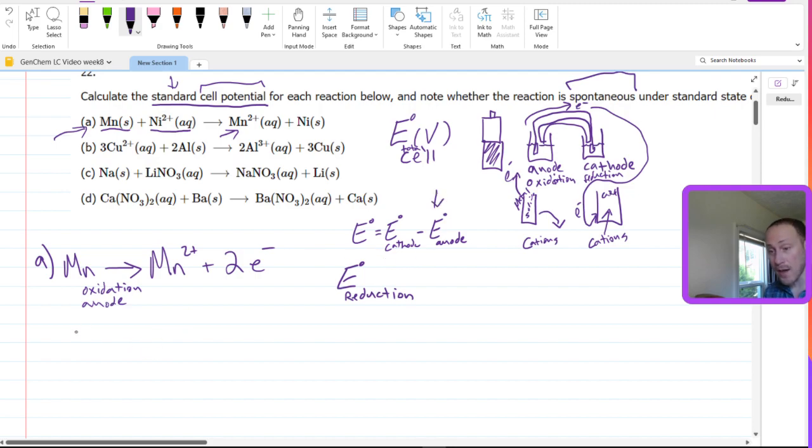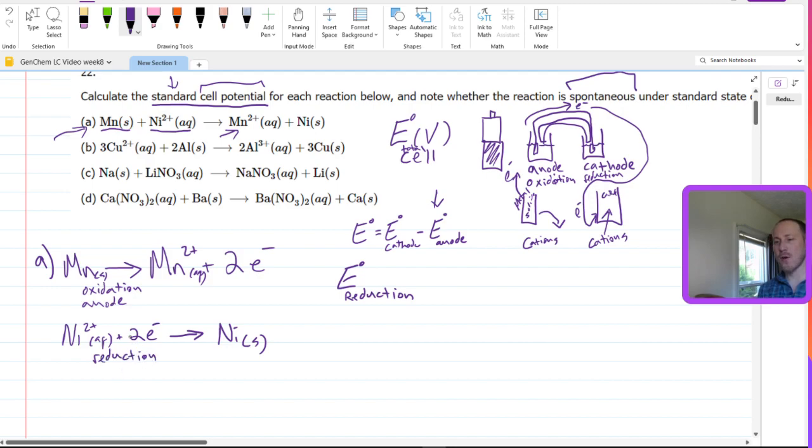That's what we're going to subtract from the part where the nickel cations, aqueous, gain, by gains, I mean they're like reactants. The nickel gains 2 electrons and becomes solid nickel at the cathode. Okay, that's the reduction.